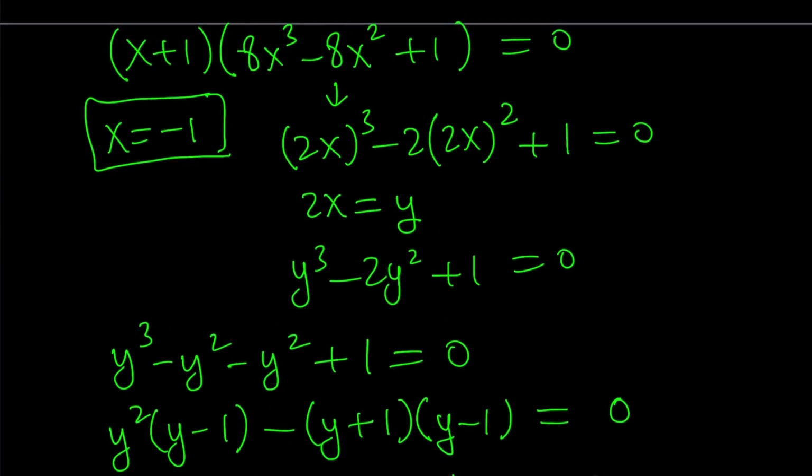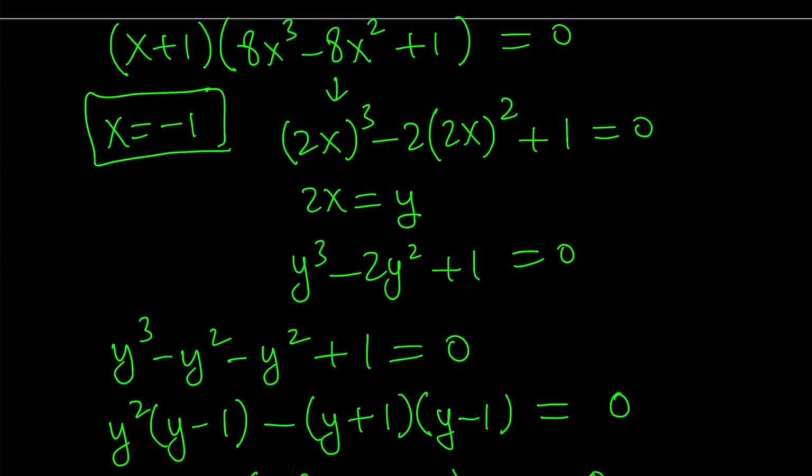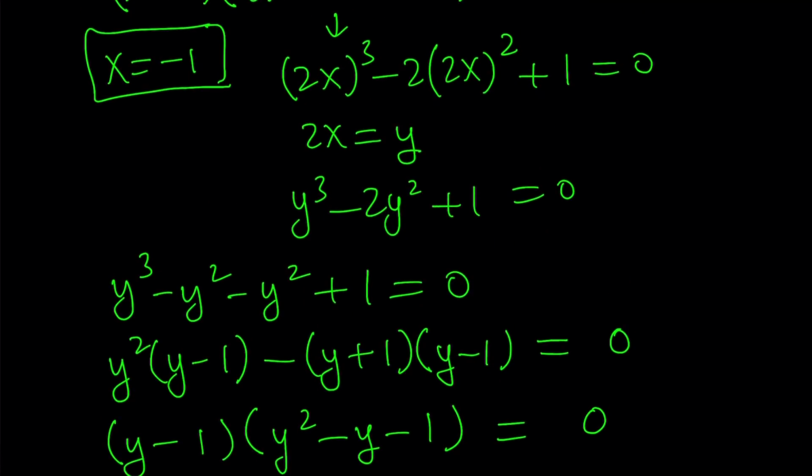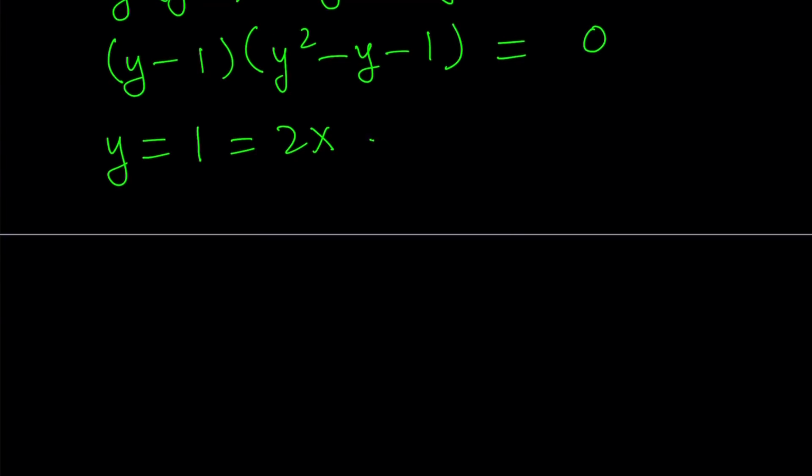So we got one of the solutions already from x plus 1, and we ended up with a cubic, and we solved the cubic, and we get these two factors. One of them is a quadratic, so we're going to use the quadratic formula. But first, y equals 1, and that gives us x equals 1/2, because remember, y equals 2x. So from here we get x equals 1/2, which is another solution in addition to the -1.